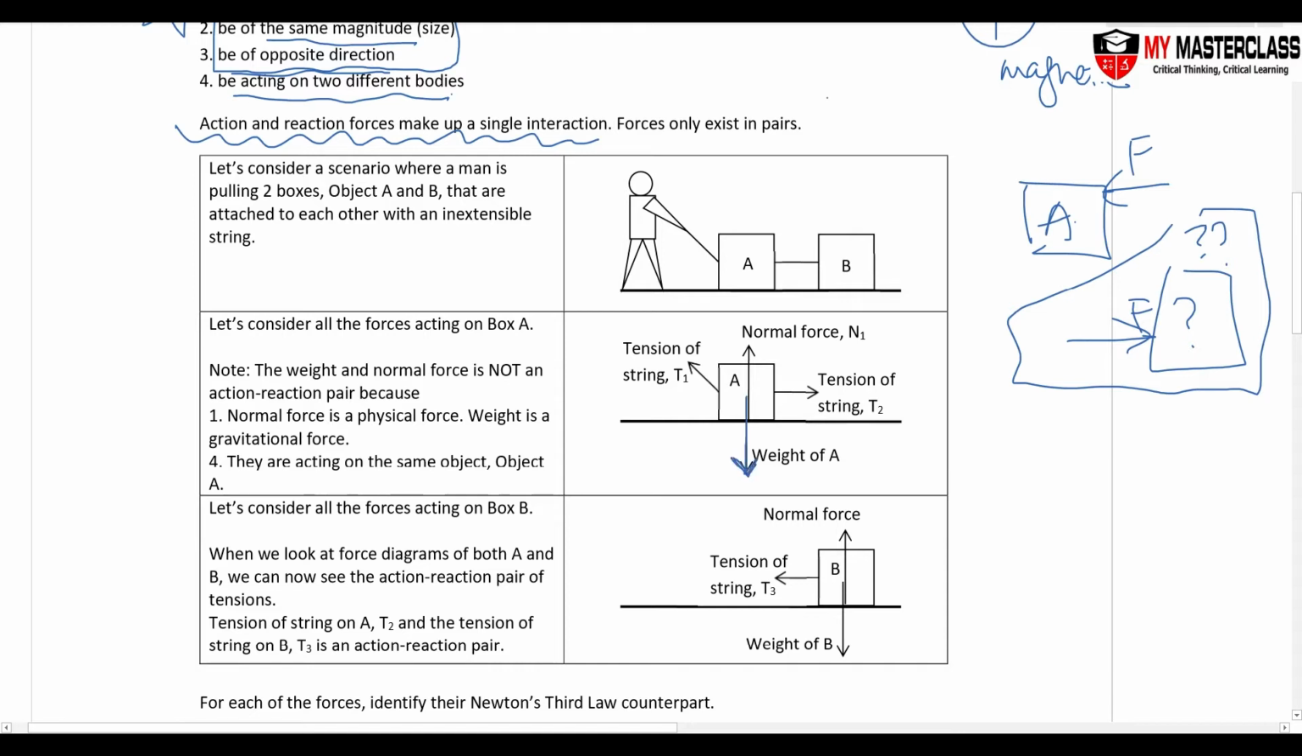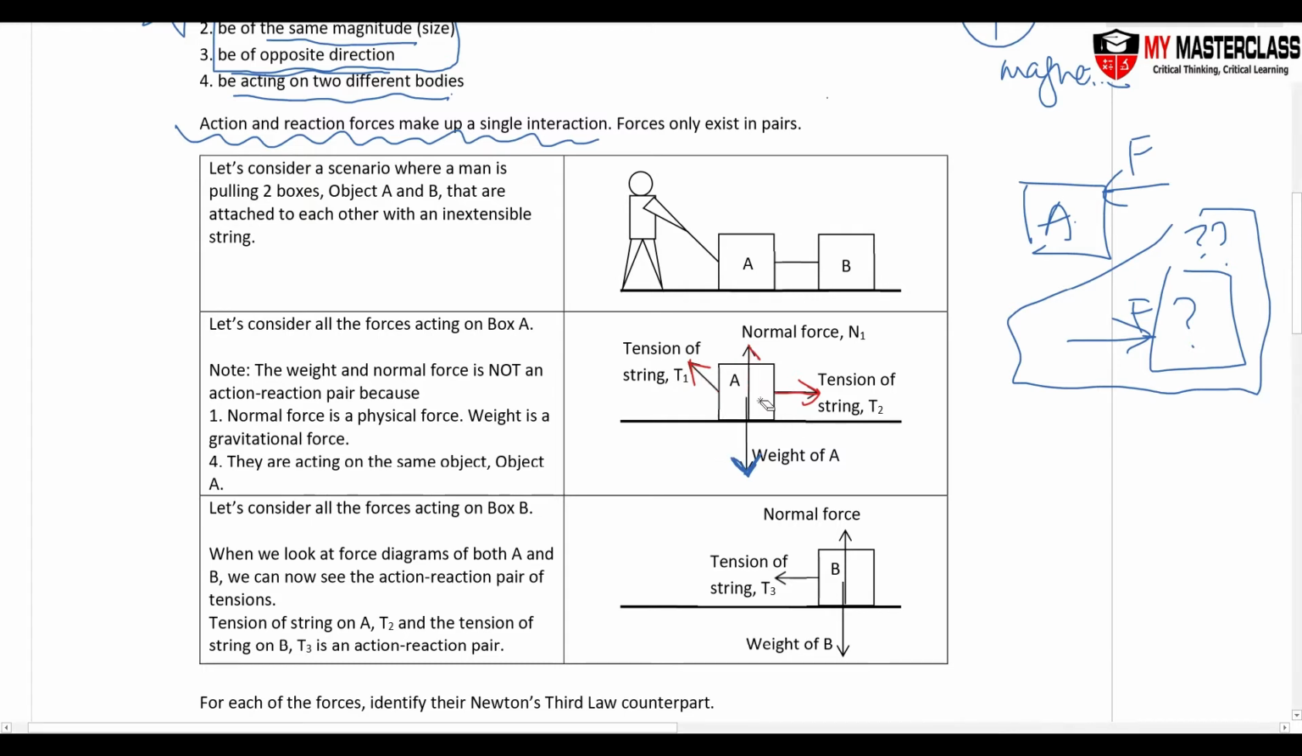Once I'm done with the only non-contact force, I move up to the contact force. It's touching the table, so let me use another color for it. It's touching the table, it's touching the string, it's touching another string. So every time it's touching another object, I most probably have another force acting on my object. In this case, I have two different tensions, T1 and T2, and the normal force together with the weight. So there's a total of 4 forces acting on my box A.